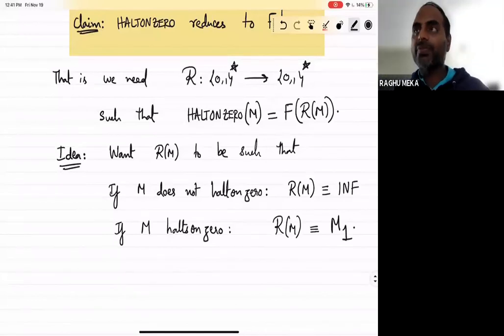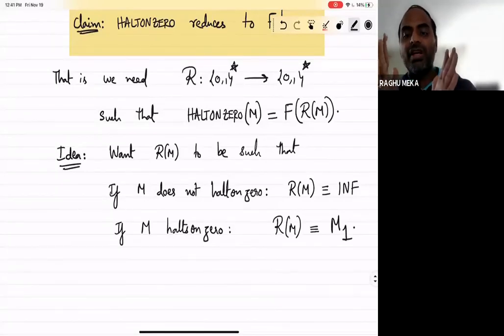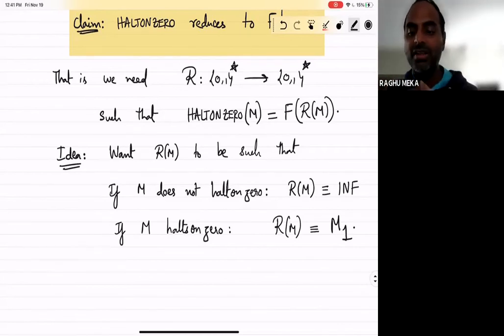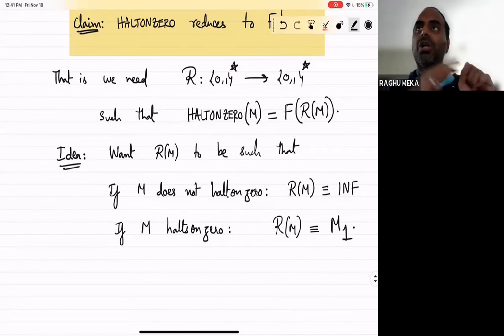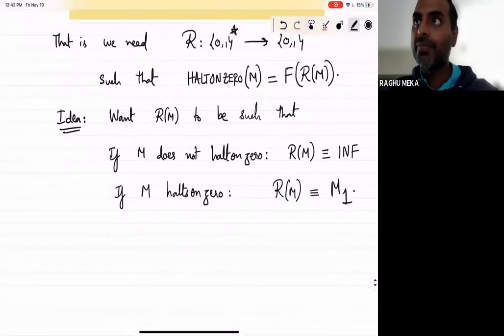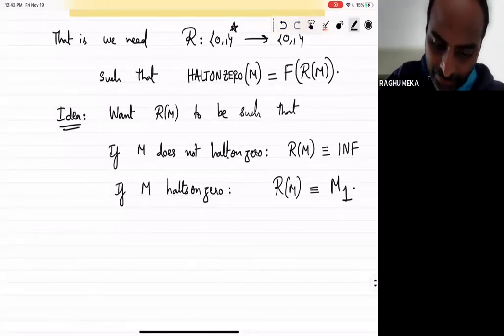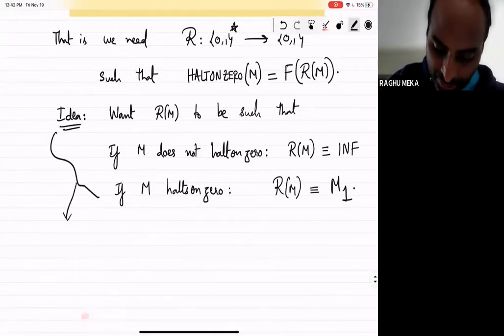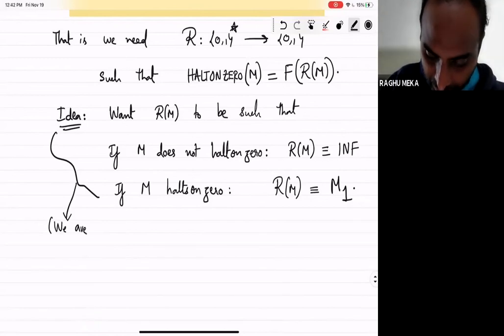this thing to hold. So I want a reduction. I want a way to transform my input program m into something such that whenever m halts on 0, what I get is a program that goes into an infinite loop. If it does not halt on 0, its behavior is exactly that of m1. How can I do that? Any ideas? Okay, so let's see. So this is what we are hoping to do.